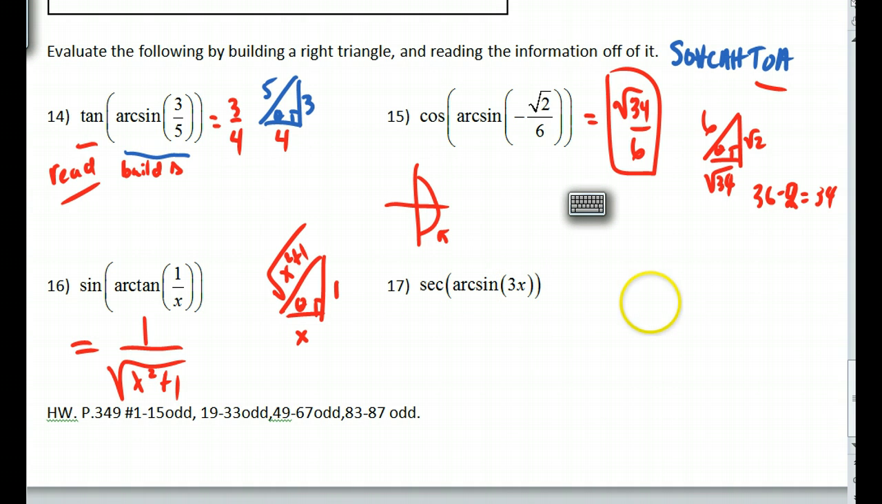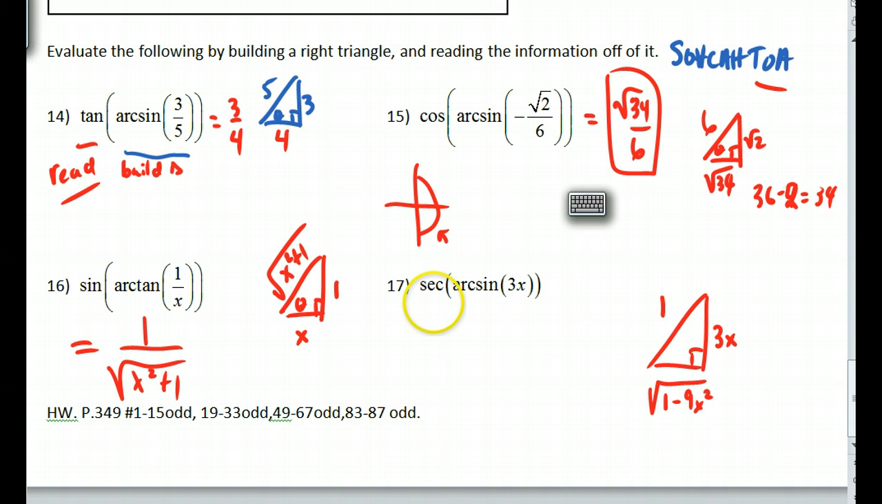Then arcsine, how about this one? If I build this triangle, maybe pause and try this. Arcsine of 3x. If I don't have a denominator, what am I going to write? Well, that's a 1. So it's 3x over 1. Unfortunately, I did a lot of arcsines here. And then this piece right here would be, remember you subtract if you know the hypotenuse, so it's the square root of 1 minus 9x squared. So if I read off the secant, that's the reciprocal of that.